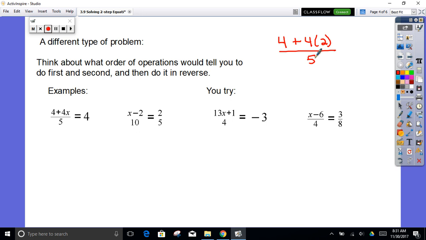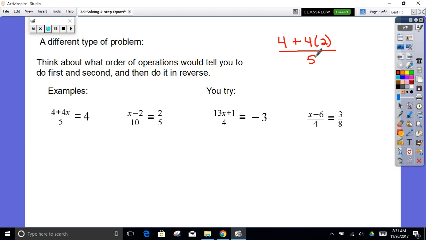Grace? 4 times 2. You would do 4 times 2, and then what would you do? Plus 4. Yeah, you would do the addition first, right? Because it's on top of the fraction bar, and then you would divide. So we're going to undo the operations in the reverse order. Since in this problem we would add, then divide, we're going to undo the division and then undo the addition. So we're going to work backwards a little bit.